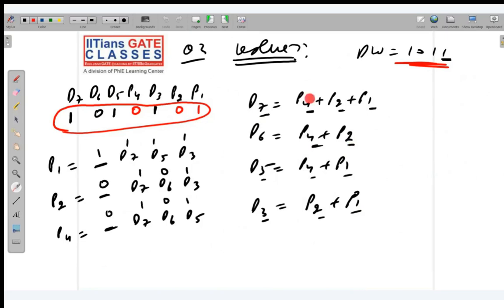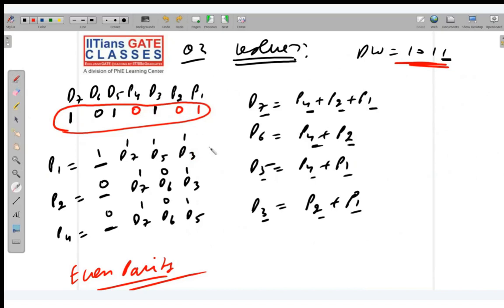Okay. So if this is okay, now you just reverse them. For P1, find where P1 was there: in D7, in D5, and in D3. We were having P1, so I have written that. P2, where P2 is there, please find: D7, D6, D3. Where P4 is there? 7, 6, and 5. And now we have assumed even parity. Okay, got it. Yeah, so now you take the snapshot. Finally, we have got this code word, that is 1010101.